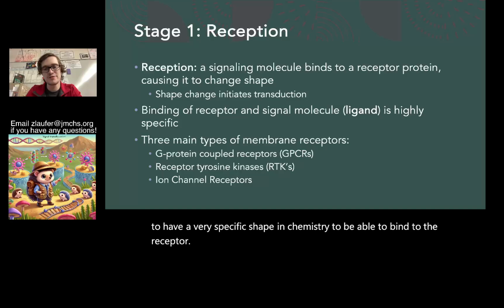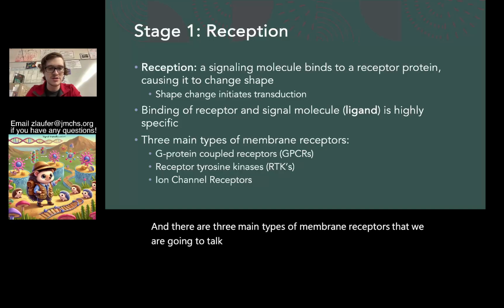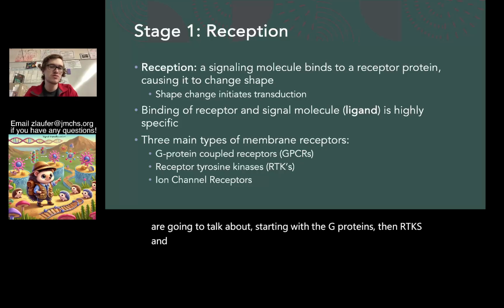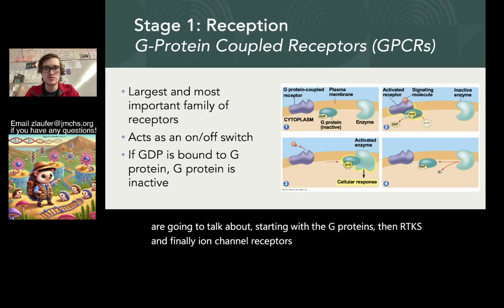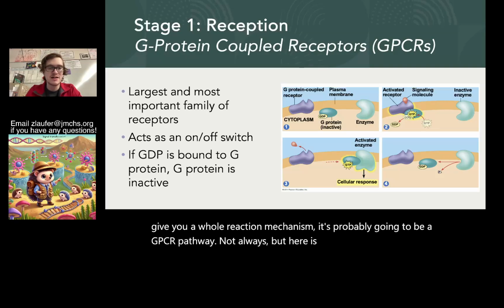And there are 3 main types of membrane receptors that we are going to talk about, starting with the G proteins, then RTKs, and finally ion channel receptors. So let's jump into GPCRs. This is the largest and most important family to know. If they give you a whole reaction mechanism, it's probably going to be a GPCR pathway. Not always, but here is the main idea.